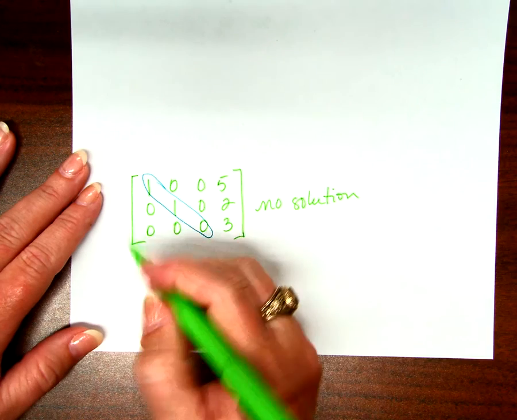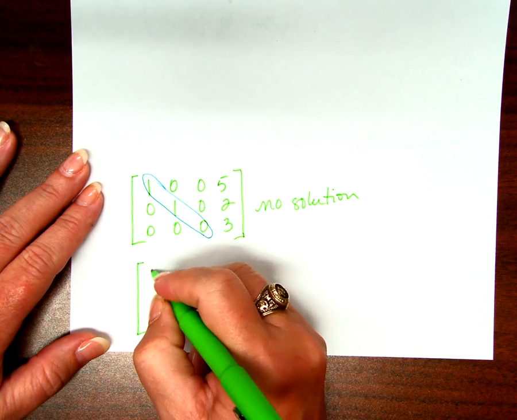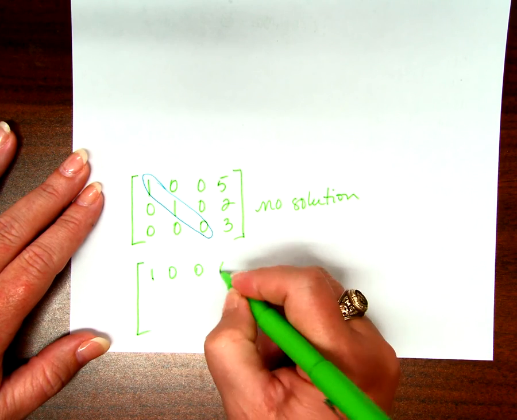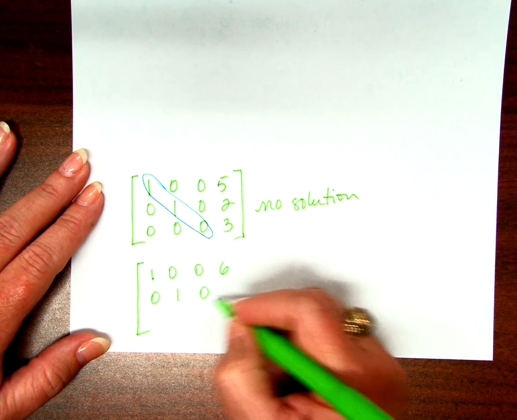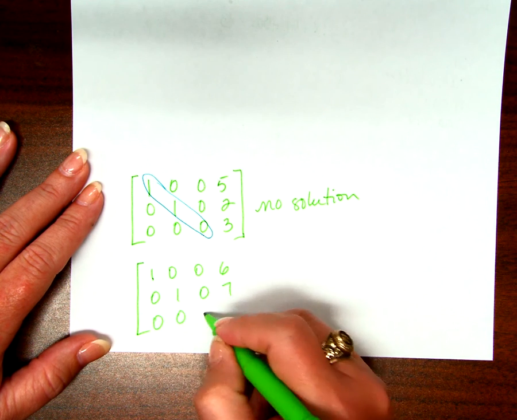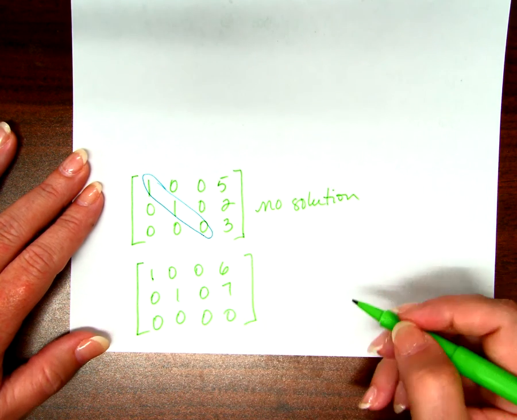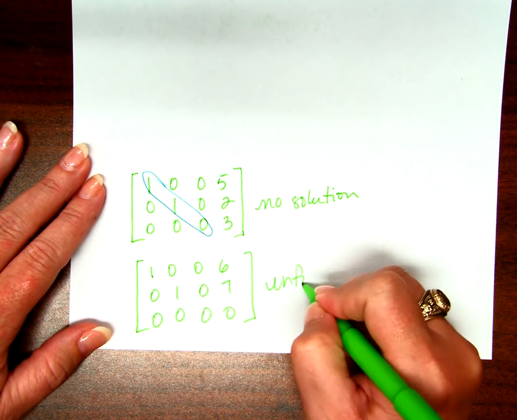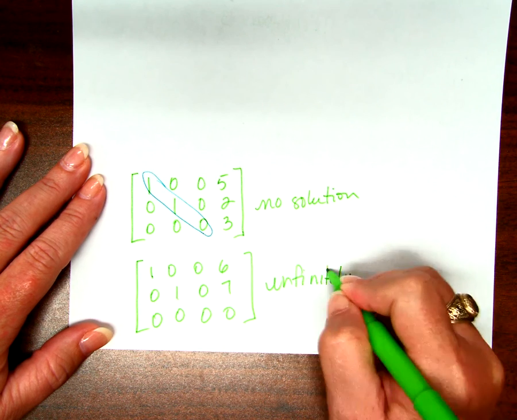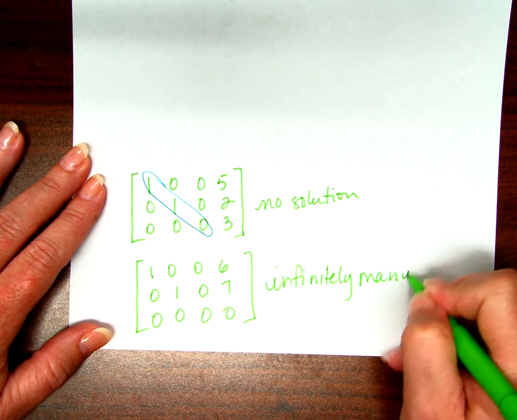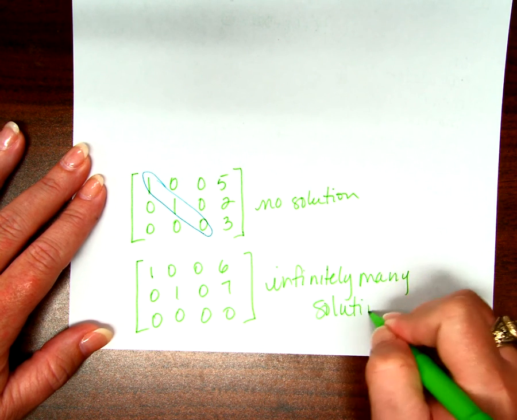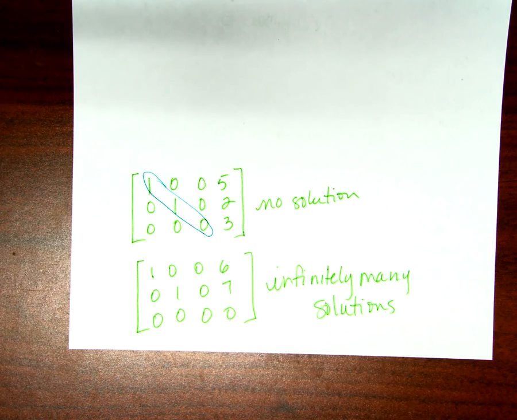Okay? Chances are 1 0 0 6, 0 1 0 7, 0 0 0 0. That will be infinitely many solutions. Does that make sense? Okay. You're welcome. Anybody else have any questions?